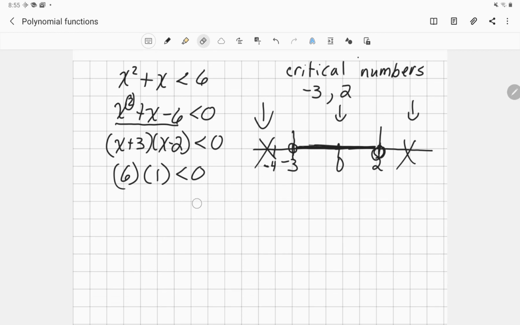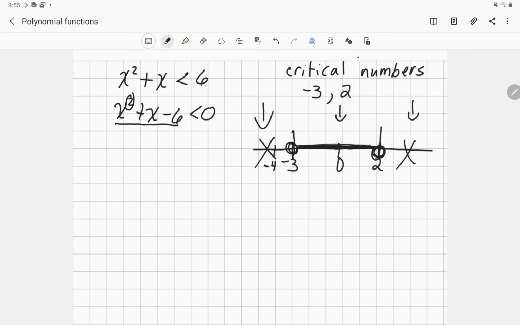So if you were to give this answer in number line form, you would literally just leave it like this. Open circle at -3, open circle at 2, and colored in between. That's it. You can also give this as a math sentence if you want. And I don't care if you do or not.